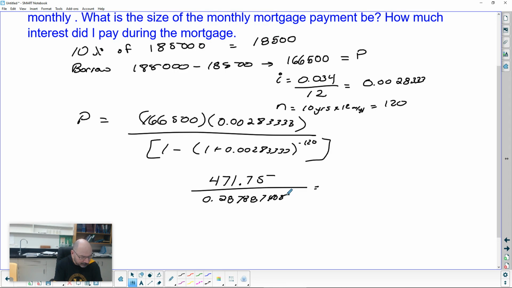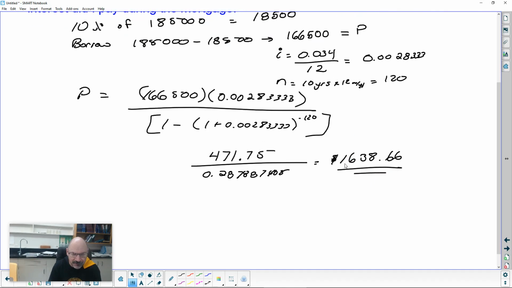On my calculator. Okay, and I get $1,638 and 66 cents. Okay? So that's the regular payment size that I have. Okay, so that's what I'm gonna have to be paying for my mortgage. It's only a 10-year mortgage, so pretty high, but not bad.